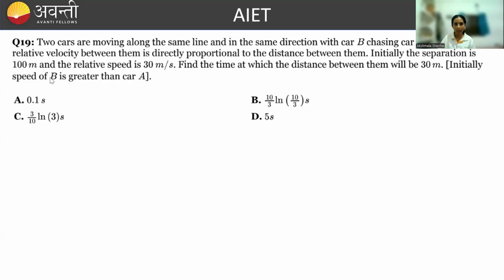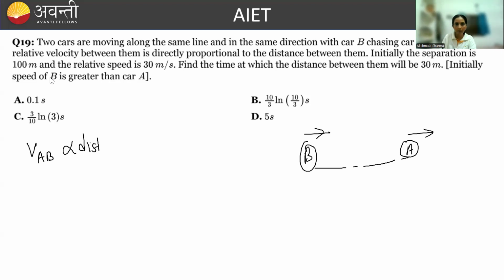Now, two cars are moving along the same line in the same direction, with car B chasing car A. It means A is in front and B is behind it, and initially there is a certain separation. Relative velocity between them is directly proportional to the distance between them. So VBA is directly proportional to distance, because B is chasing A, so we will see the velocity of B with respect to A.